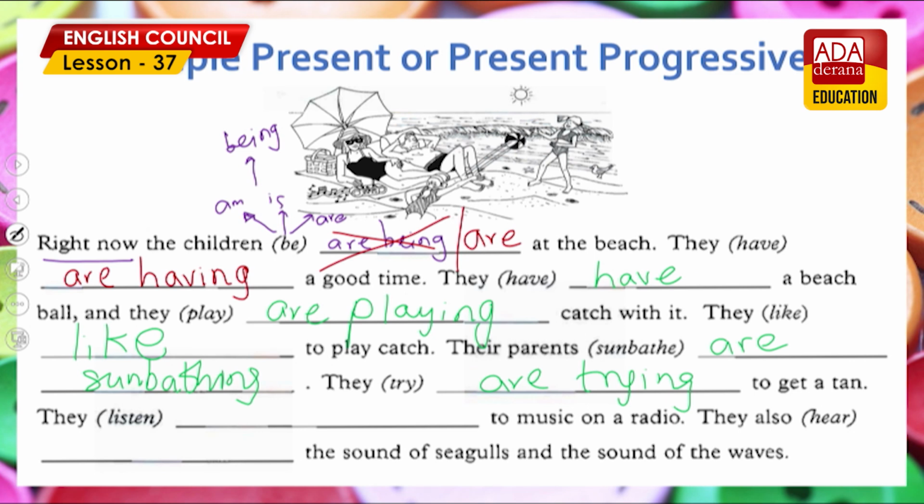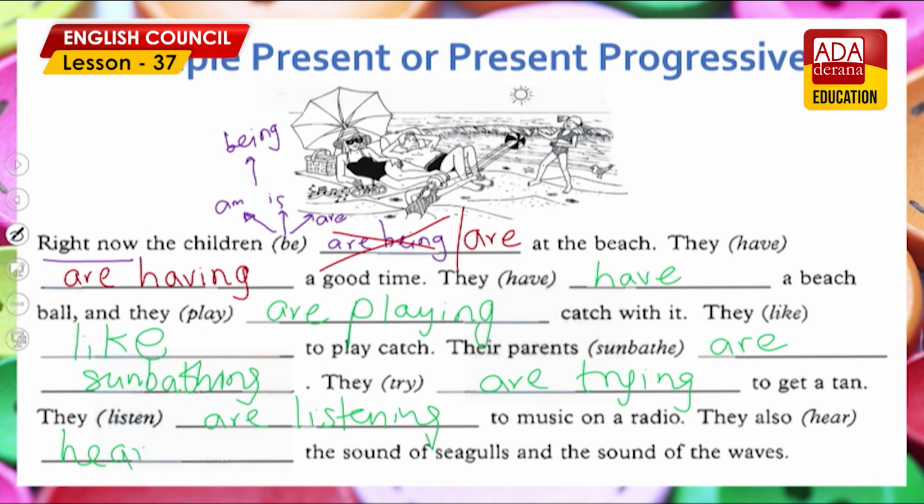They listen to music on a radio. Listen කියන එක action එක. So you can say they are listening. They are listening to music on a radio. මේ වෙලාවේ කරනවා. They also hear the sound of seagulls and the sound of the waves. So මේ වෙලාවේ ඒගොල්ලන්ට ඇහෙනවා.